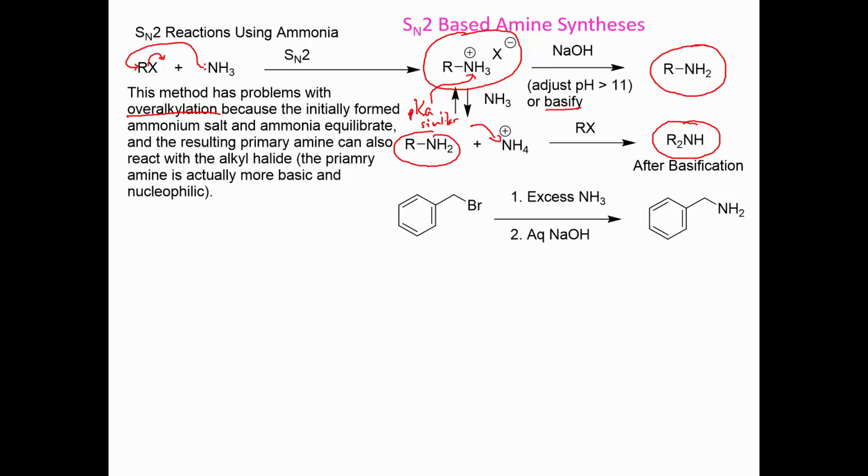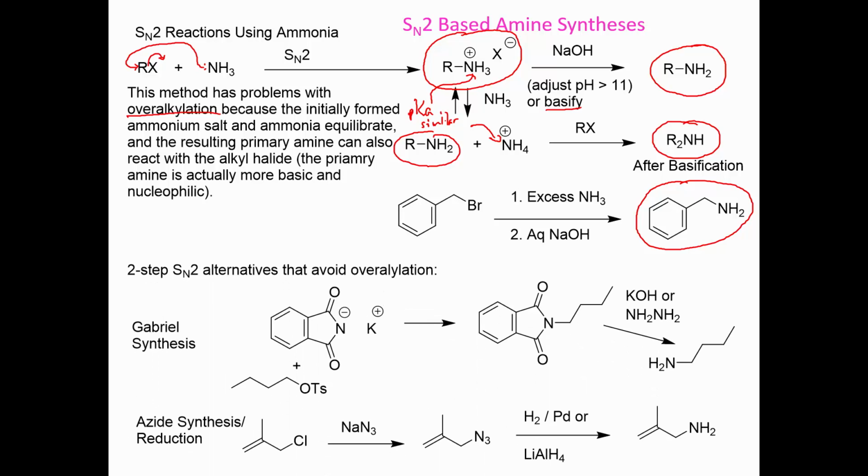Okay? The best way to do this is to use a very, very large excess of ammonia, which is a cheap compound. So if we treat benzyl bromide here with excess ammonia, we should get benzylamine after we adjust the pH so that we isolate the free amine and not the ammonium salt. Okay, so let's predict. Sorry, we'll do some problems later.